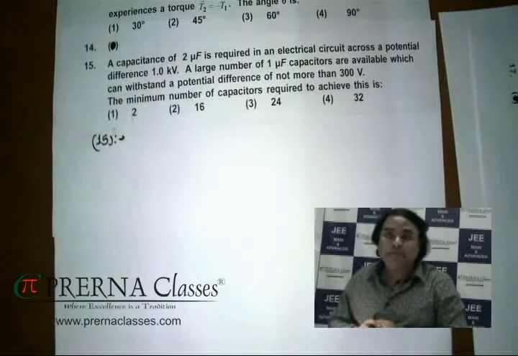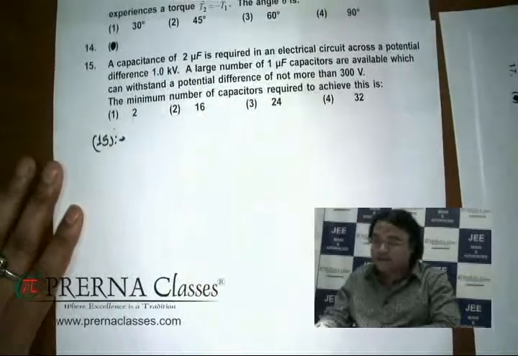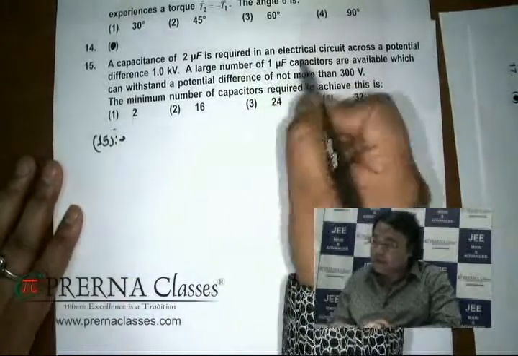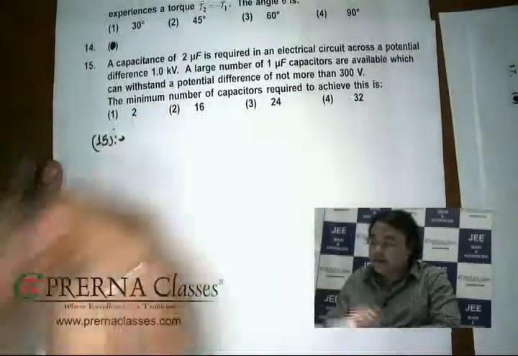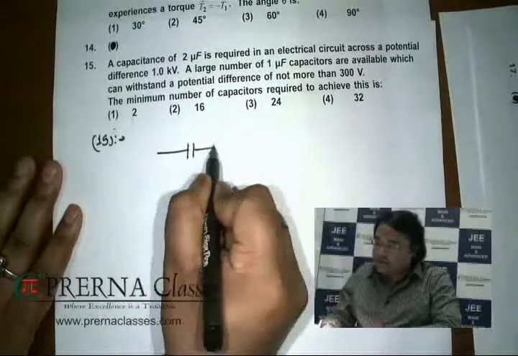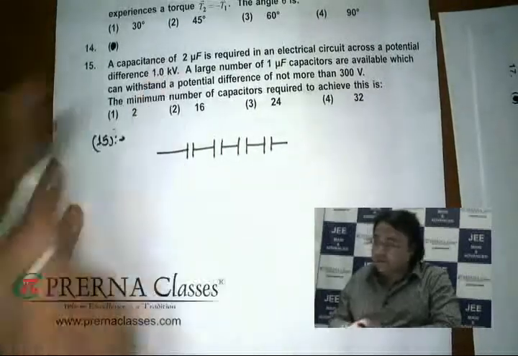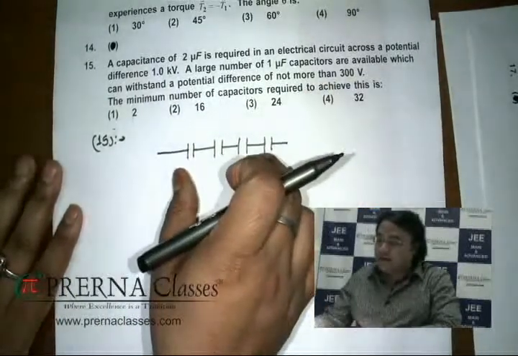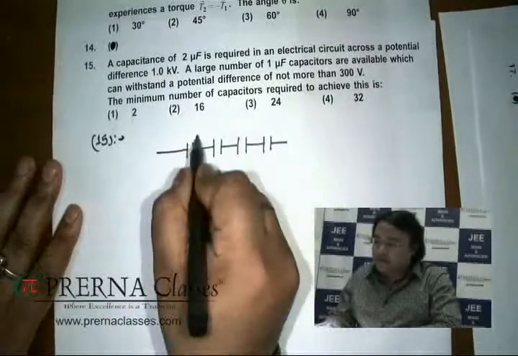Okay, next question, that means 15. Again, it comes from the electrostatics chapter on capacitors. It deals with the basic idea of equivalent capacitance. We have to obtain an equivalent 2 microfarad capacitor with potential 1000 volt. Clear? And given are capacitors of capacitance 1 microfarad with maximum voltage 300. So to obtain 1000 volt, we have to consider minimum 4 capacitors in series. So it will be 1200, so definitely more than 1000. But if we consider 3 capacitors in series, then it will be less than 1000. So the minimum number of capacitors required here in series is 4.